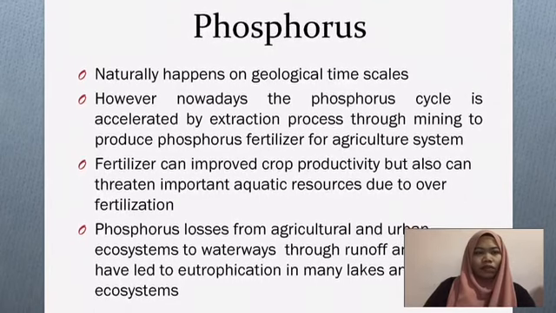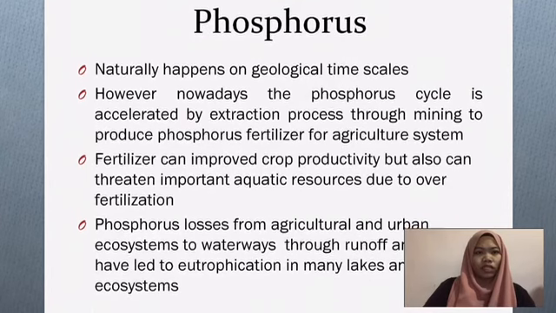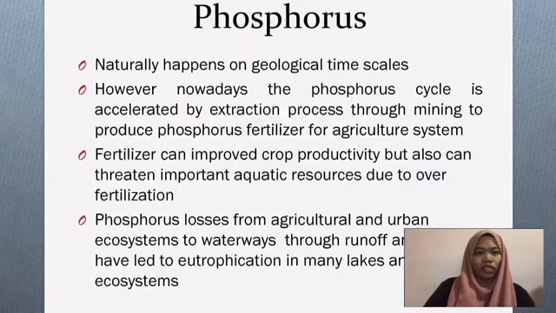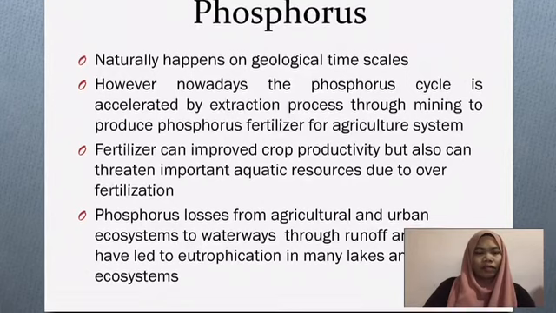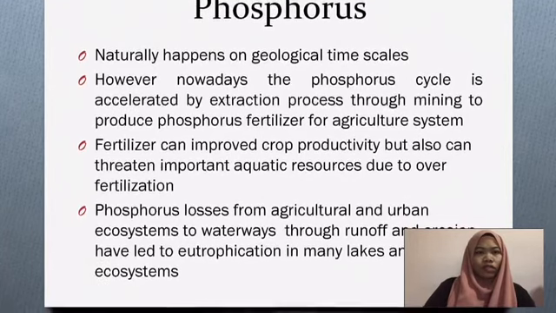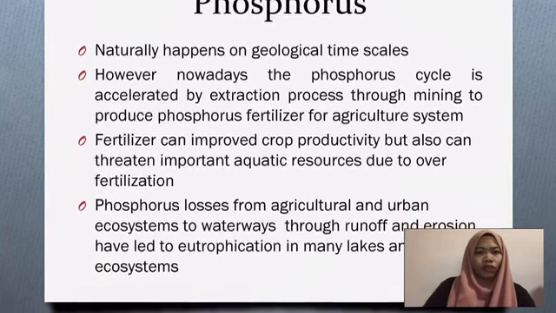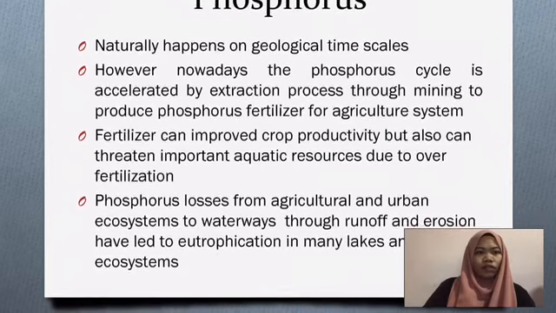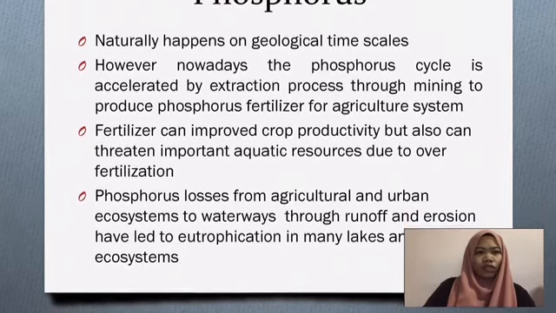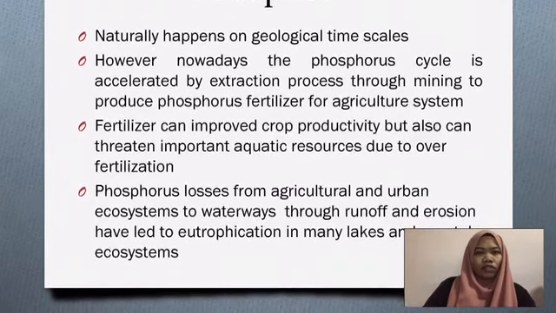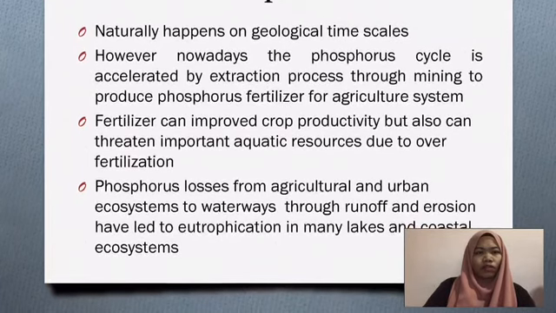Fertilizer can improve crop productivity but can also threaten important aquatic resources due to over-fertilization. Phosphorus losses from agriculture and urban ecosystems to waterways through runoff and erosion have led to eutrophication in many lakes and coastal ecosystems and create concern for food security.